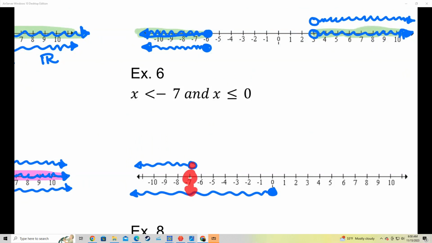So what did I forget? I forgot to highlight the word and. Forgot to highlight this. And means it needs to work for both in order for you to be a solution.